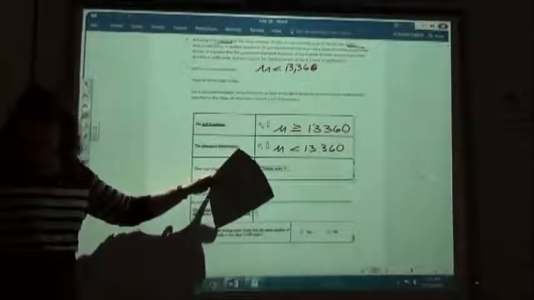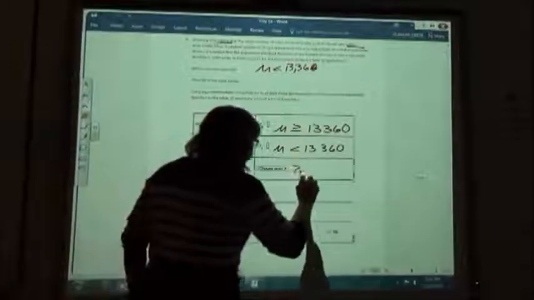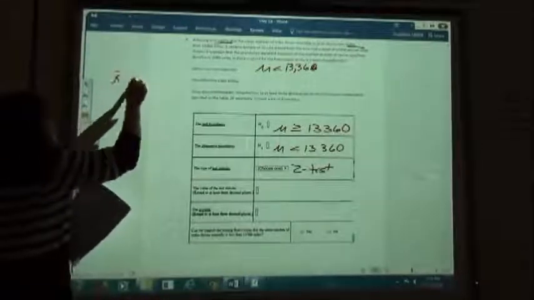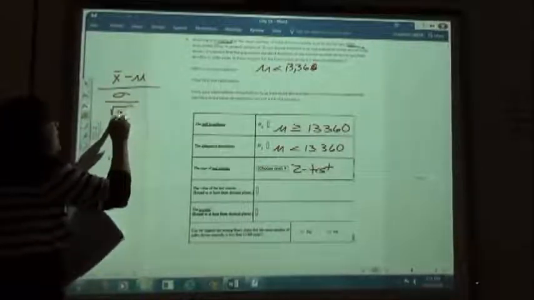Type of test statistic: since we know the standard deviation, we know we're doing the z-test. We knew that because all of these are z-tests. So, first of all, we're going to find the value of our test statistic. So, my sample mean minus my given mean over my standard deviation and the square root of n. So my sample mean is what number?